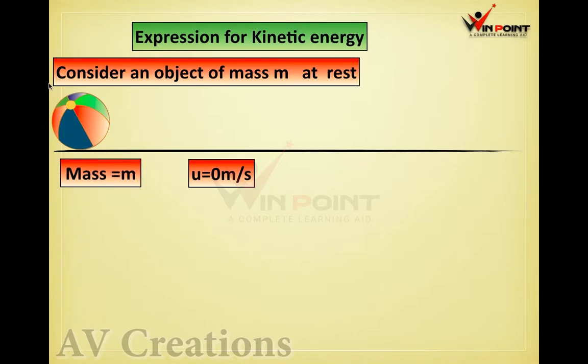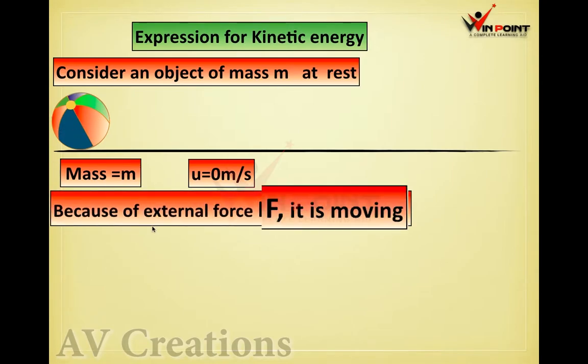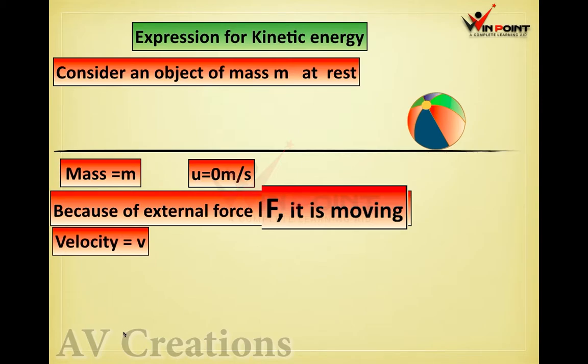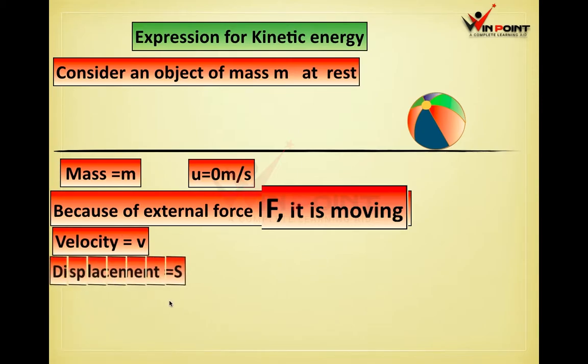When we apply a force on this object, just imagine we are applying a force F. Because of the external force F, it started moving. So it is starting the movement, right? Now the velocity is not 0. Now the velocity is V. We don't know the value, so we are taking it as V. And the displacement is S. From here to here, there is a displacement, there is a movement. So the displacement is S.